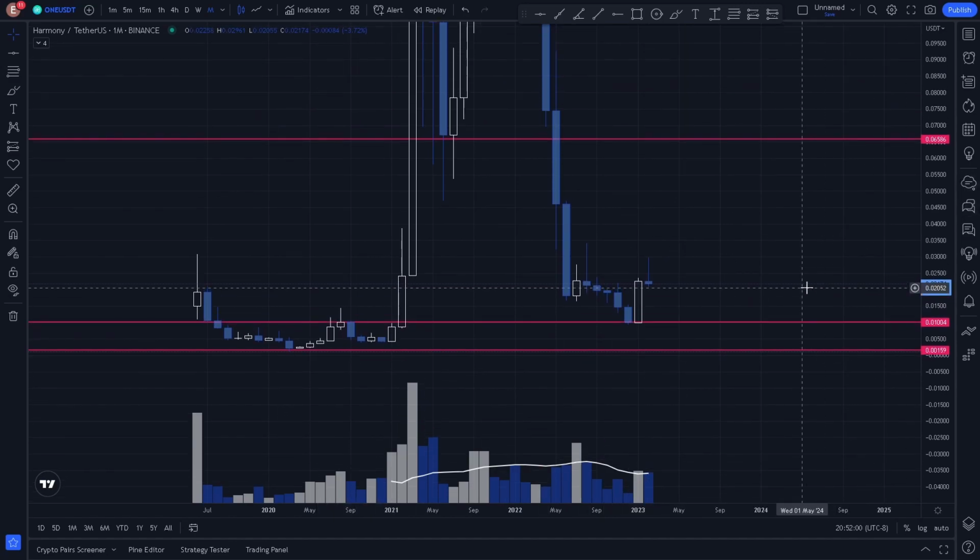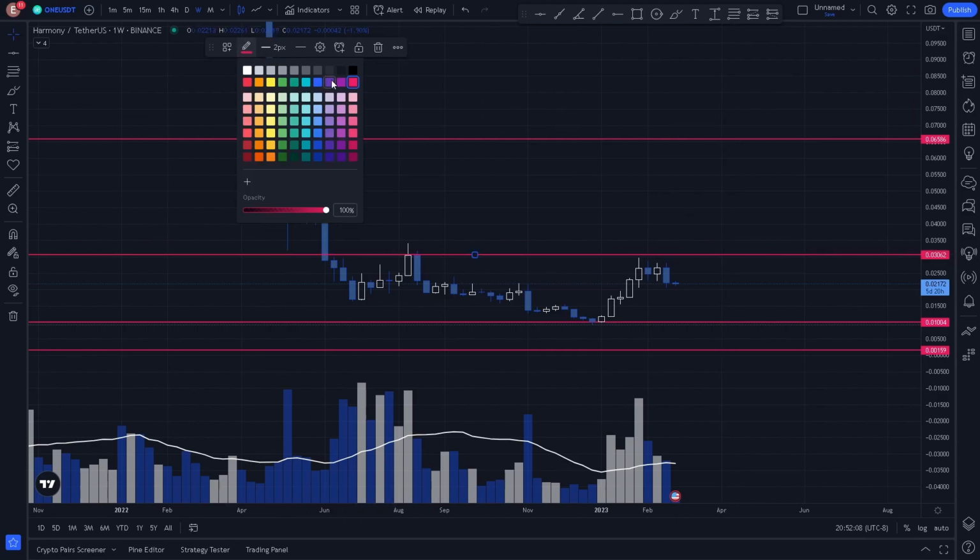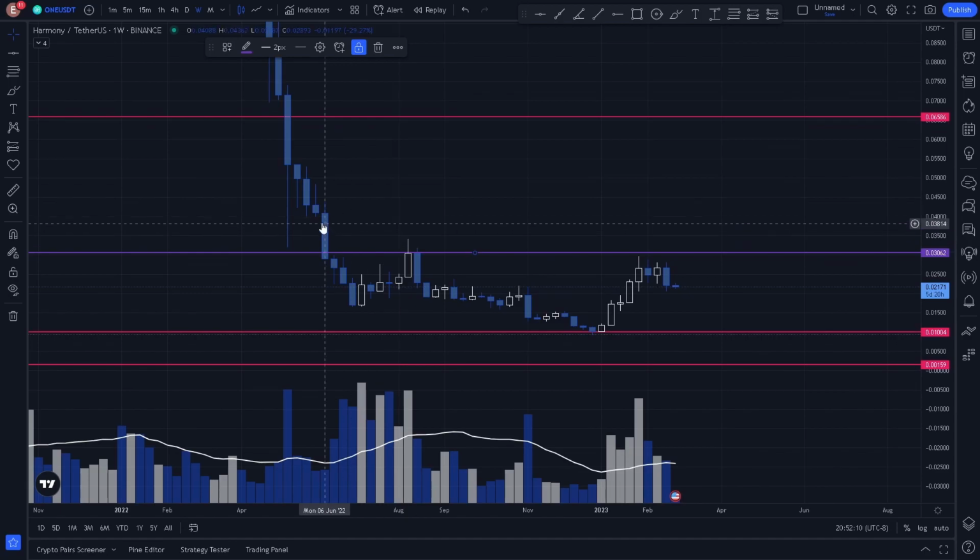So let's go ahead and hop to the weekly. Now, here on the weekly, the first key level we can notice is right here. So we can see as price came down, it came up, hit, and reversed drastically. And as we see price come back up, we see it reacting to the same area.